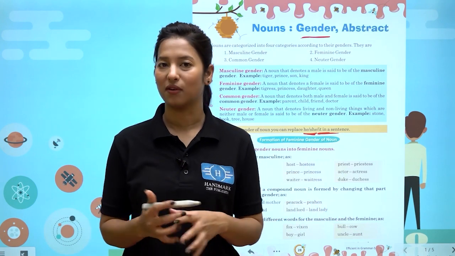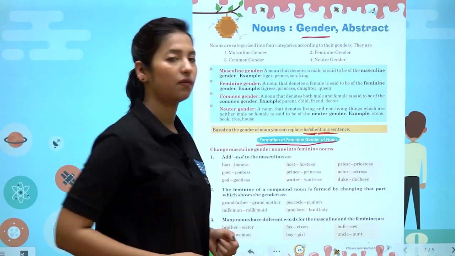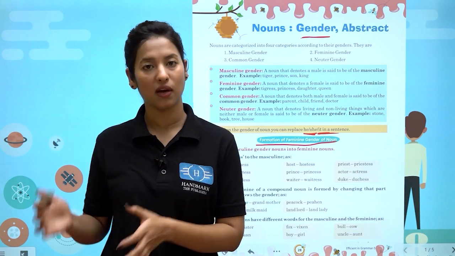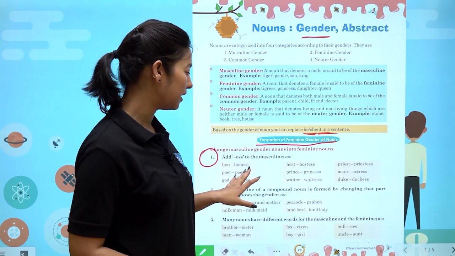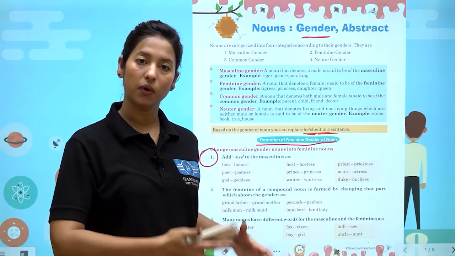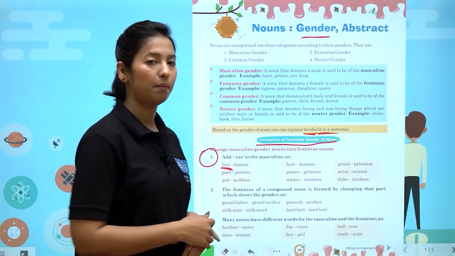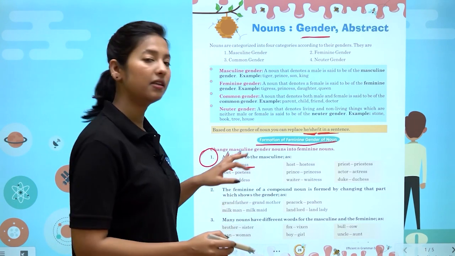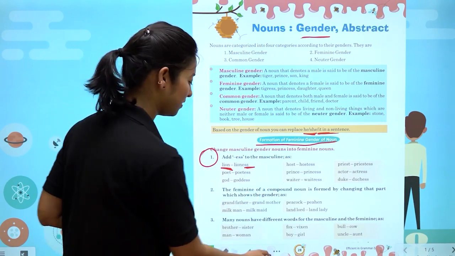These are pronouns. Now children, let's move on to the formation of feminine gender of a noun. How do we change a masculine gender into a feminine gender? Let's see here. The first method says we simply add ESS to masculine gender to convert it or change it into feminine gender. For example, lion is a masculine gender and we add ESS to this to make it feminine gender. So lion is masculine, lioness is feminine gender.